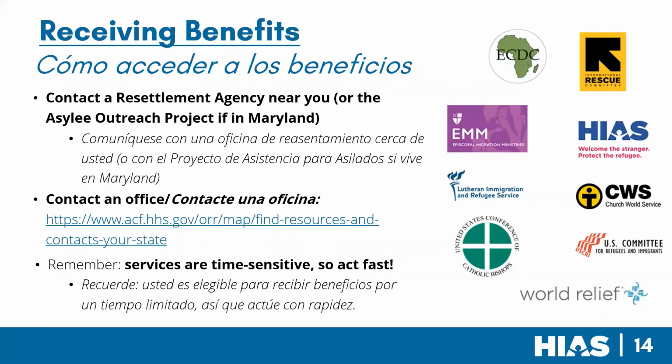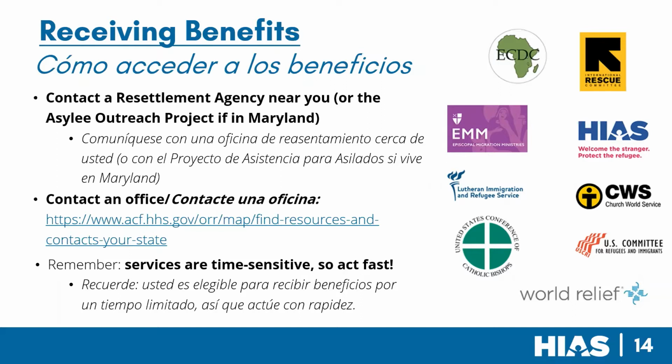So how do you access these benefits specifically for asylees? If you are in Maryland, first of all, please reach out to us, the Asylee Outreach Project. We coordinate referrals to resettlement agencies and the state, and we can certainly help you access these benefits and other post-asylum grant information. Now, if you are in another state outside of Maryland, please directly contact a resettlement office near you as soon as possible to get started on enrolling in these benefits programs.